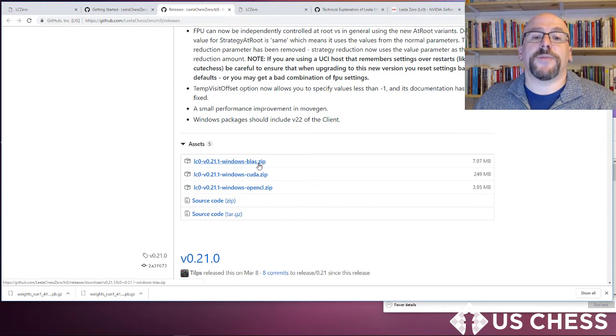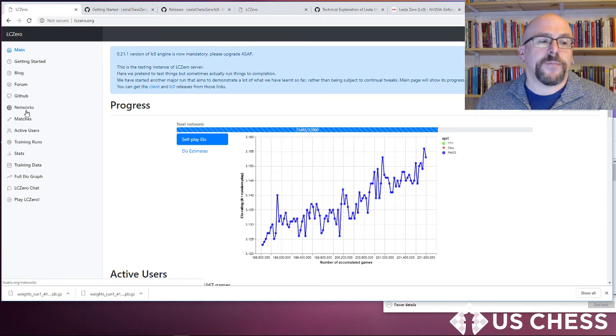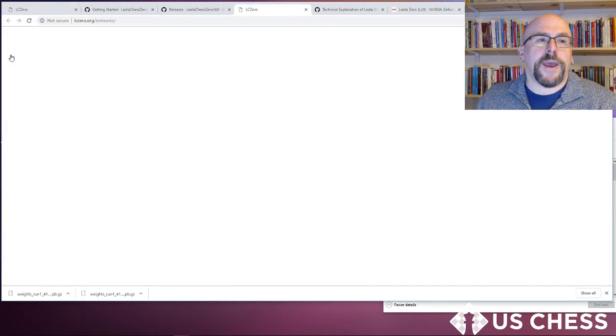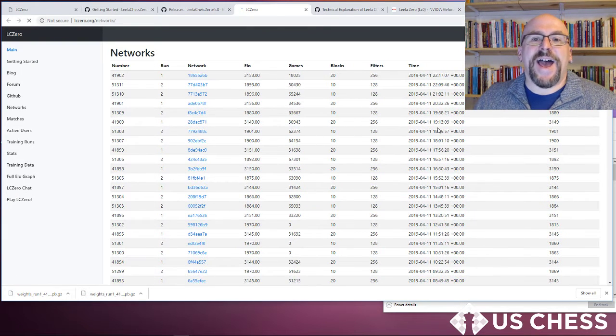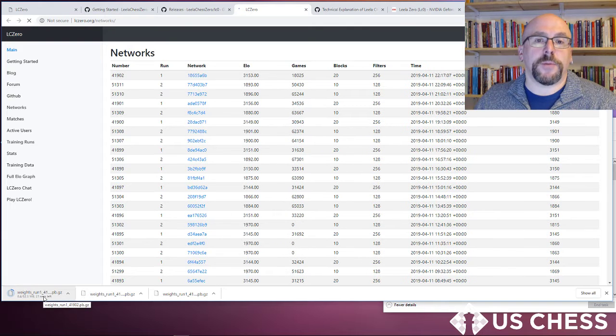So you do need to download one of these zip files. You also need to download a network. And so you can get to networks here on the home page. And let me see if I can, hello, there we go. All you have to do to download a network is just click on one of these files, and it will start downloading, and it will download to somewhere on your computer.